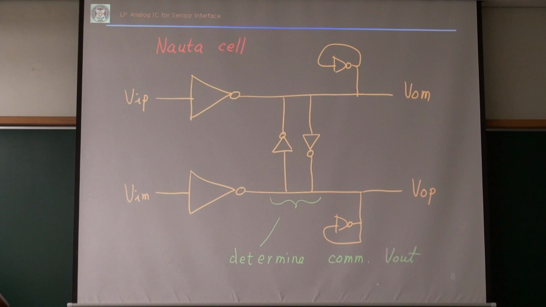Common mode VR. Here we put 3.3 volts for all those inverters. For these two cross-coupled inverters, we may use different values.